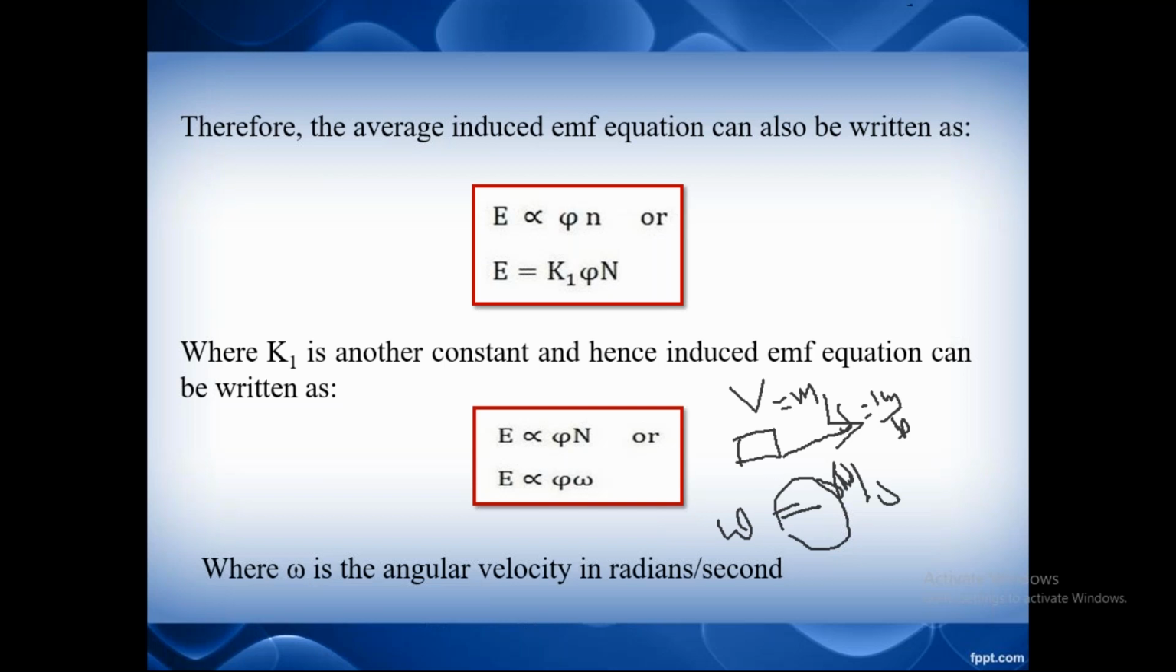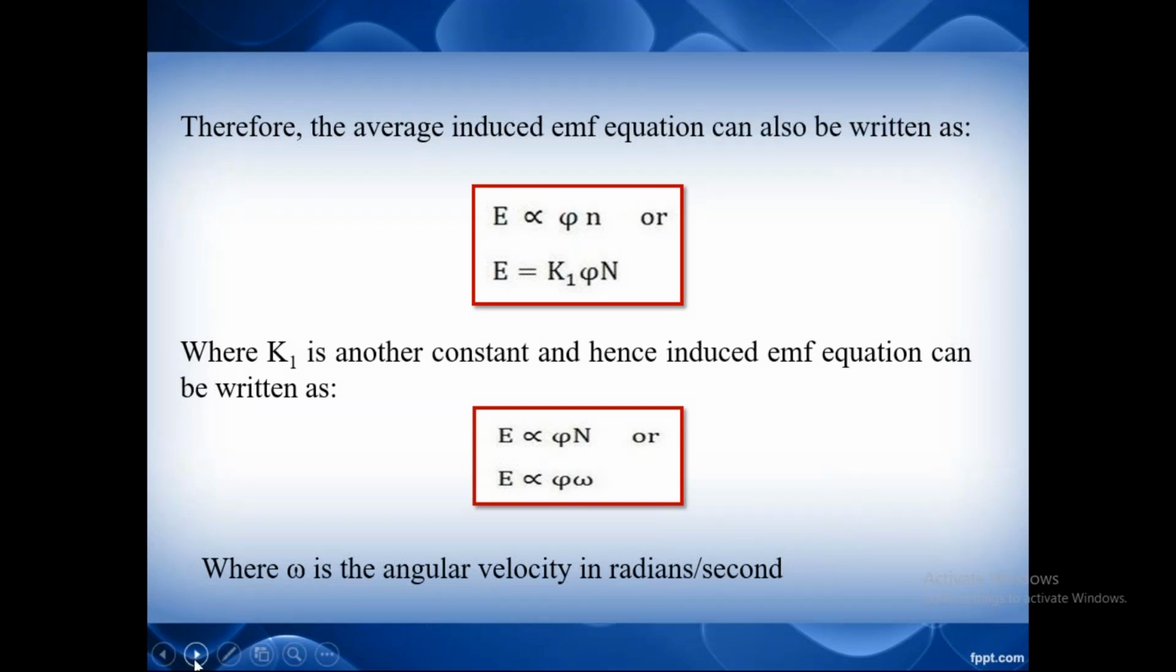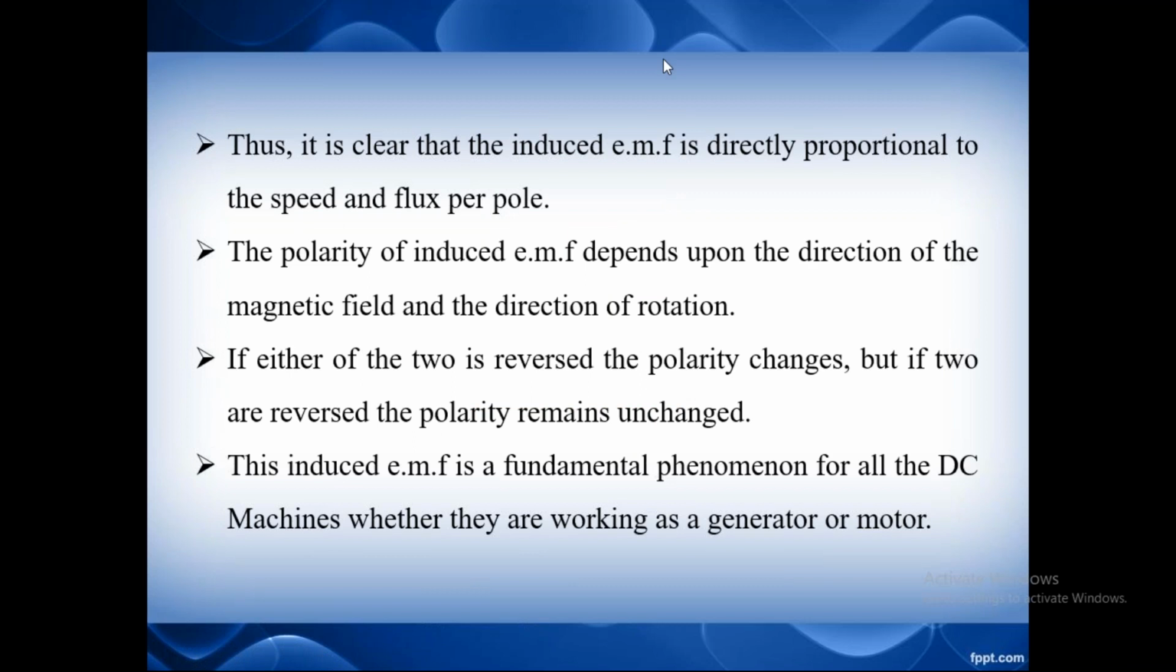See, these are four very important points. It is clear that the induced EMF is directly proportional to the speed, that is, the more the speed of rotation, the more EMF is induced. We already found in the equation E = P φ N Z by 60A. This is our actual equation, and from this we have to see which parameters directly affect the EMF equation. Next, the polarity of induced EMF depends upon the direction of the magnetic field and the direction of rotation.